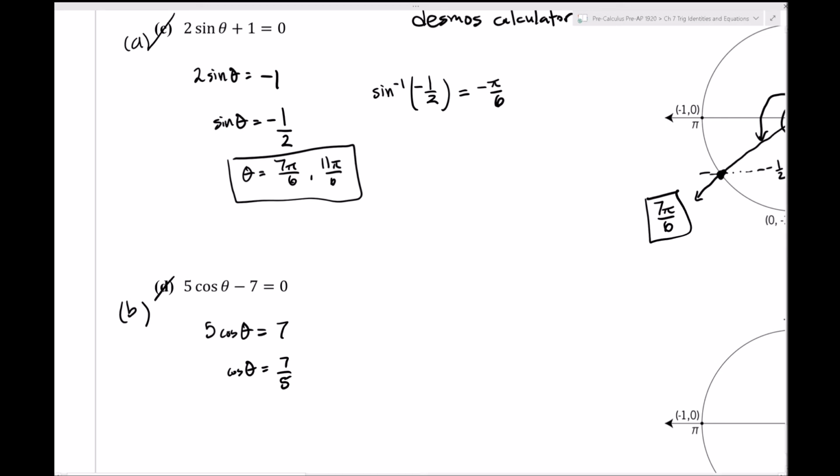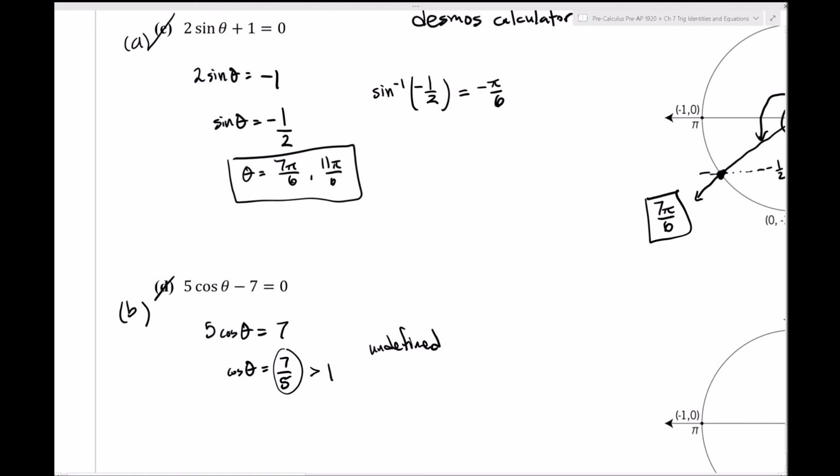But you would take the inverse cosine, type in 7/5, and then see what it gives you. And in this case, this one's undefined. The reason being, 7/5 is bigger than 1. So this one's undefined.